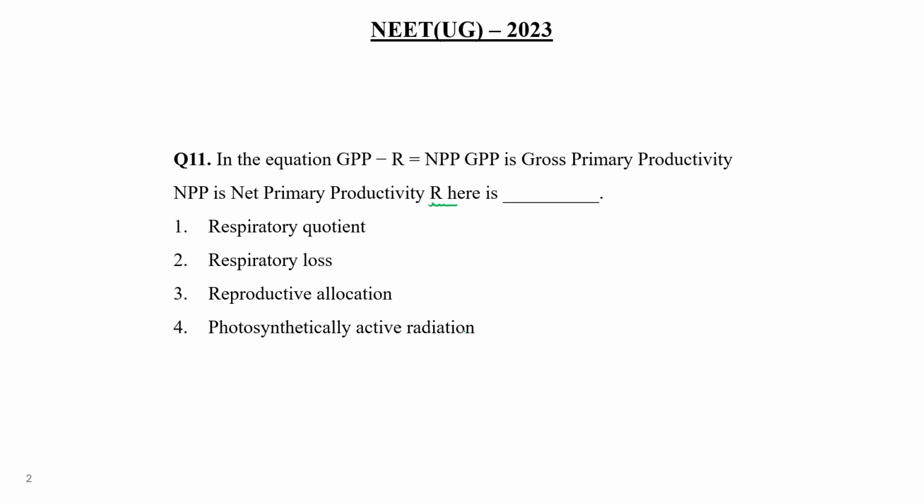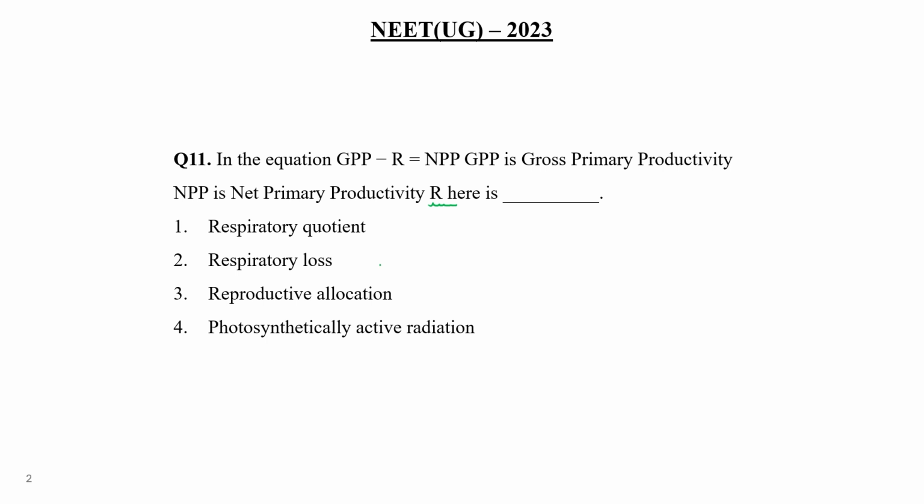GPP, gross primary productivity, is the gross biomass produced by the plant. And net is all the biomass which is available for the consumer. How can we analyze NPP? If we cut the value of R from GPP, then the remaining part is known as NPP. So what is R? Respiratory quotient, respiratory loss, reproductive allocation, or photosynthetically active radiation.